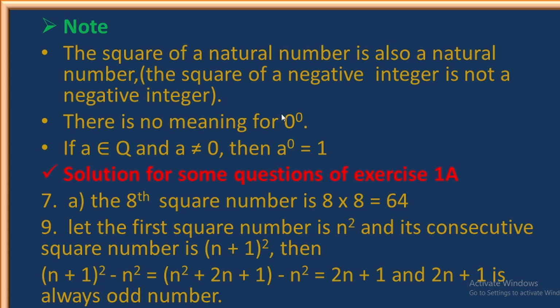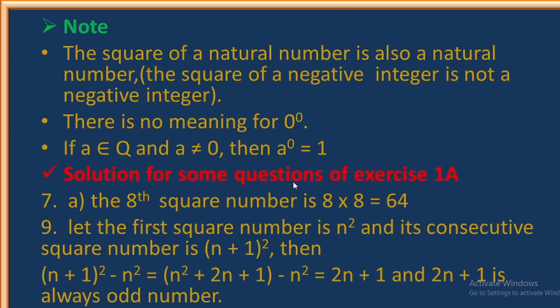There is no meaning for 0 to the power of 0. It is meaningless, just like dividing a number by 0. So they are similar in being meaningless. And if a is any rational number and a is different from 0, then a to the power of 0 is equal to 1. This is a very important notation. To prove it, you can make it 100 over 100. And you can see the rule of the exponents: when you divide the same bases with the same exponent, you can prove it by yourself.